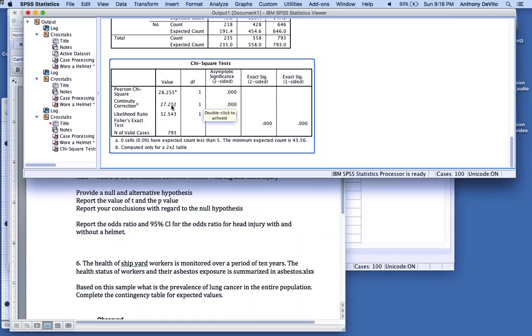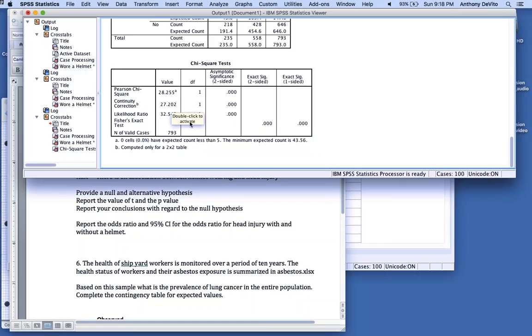There is another version of that formula where we subtract 0.5 from each one of those differences before we square them, and then square it. And it comes out to a smaller number, a more conservative form of the test. I'm not going to have you do the continuity correction. I'm also not going to have you worry about the Fisher's exact test for now. We'll talk about that later on. But the Pearson's chi-square, which is the one we calculated, the simple one, is good enough for us.